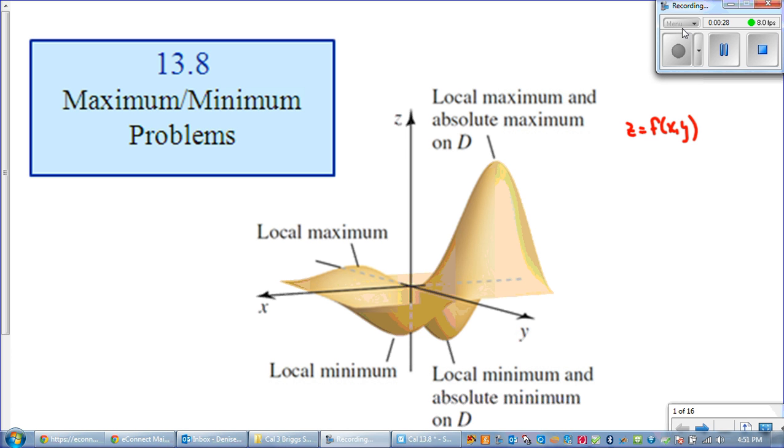So here we have a local maximum and an absolute maximum. It is the highest of all the high points. Here we have a local minimum. Here we have a local minimum and an absolute minimum. And here we have a local maximum again. Okay, so what we want to do is to be able to locate and classify the points when we're on a surface.